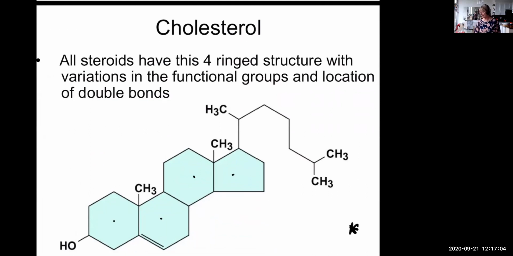So whenever you see rings like this, you assume that every corner has a carbon. So the corners have carbon.